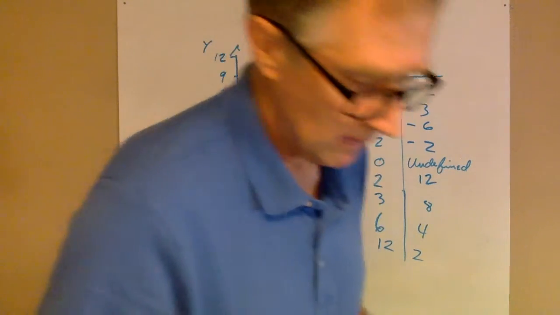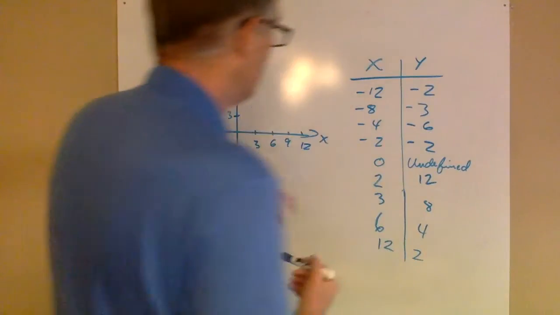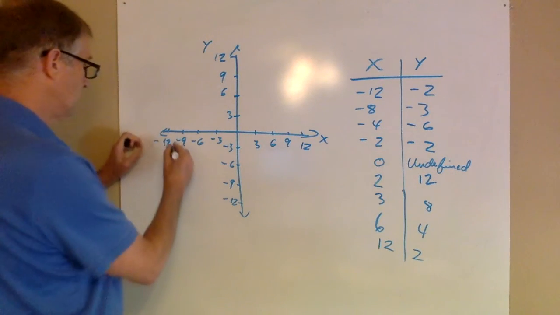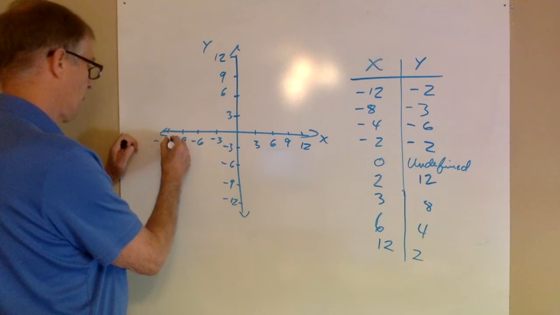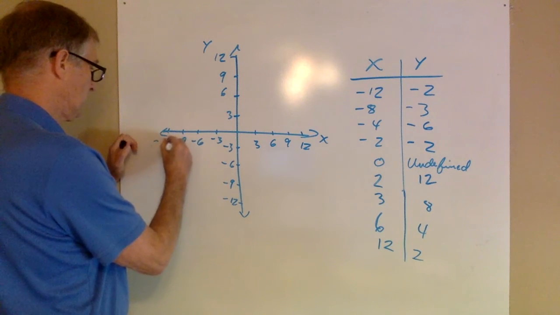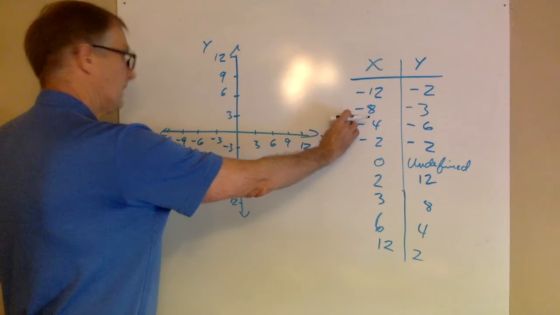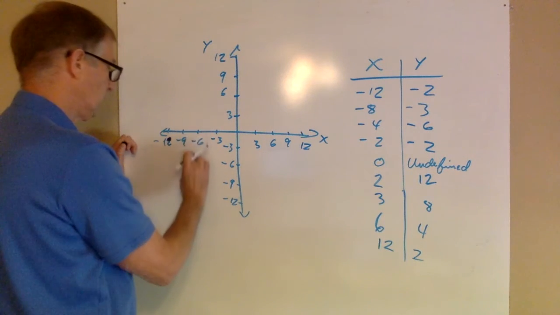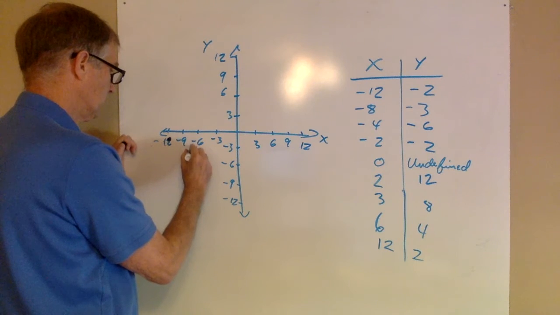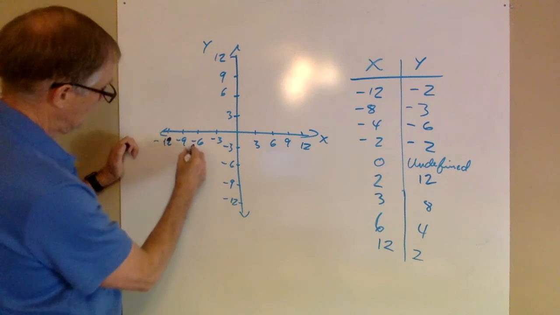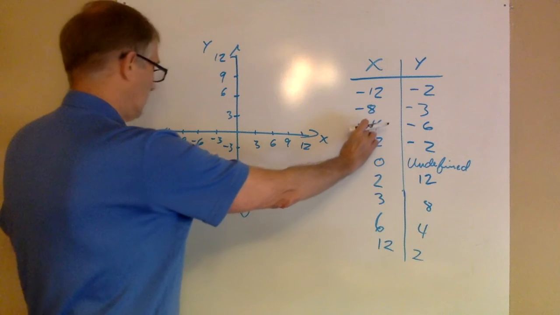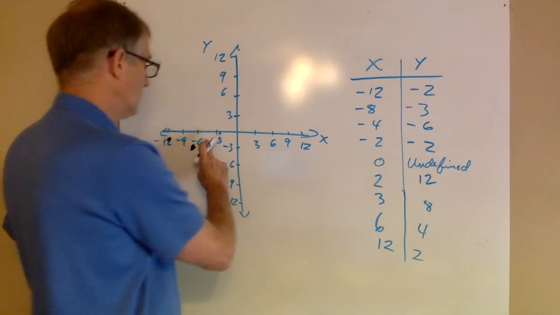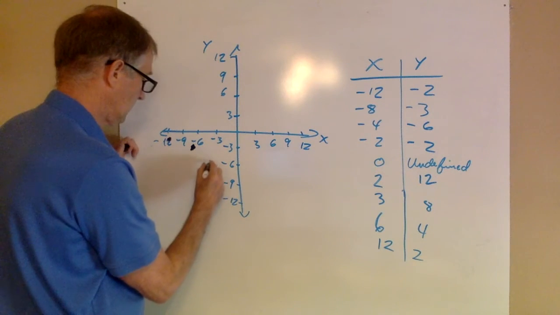Well, here. X is negative 12, y is negative 2. It's going to be down here somewhere. X is negative 8, y is negative 3. It's going to be here-ish. Close enough for government work. X is negative 4, y is negative 6. It's going to be right around here.